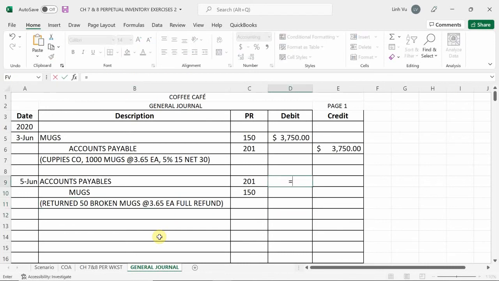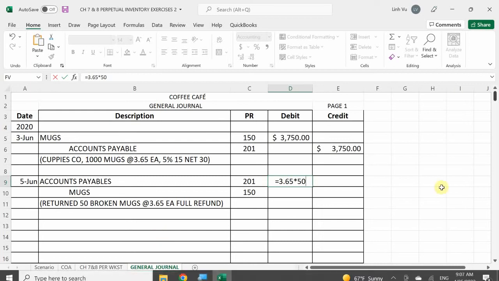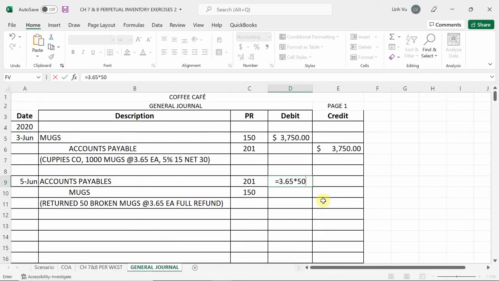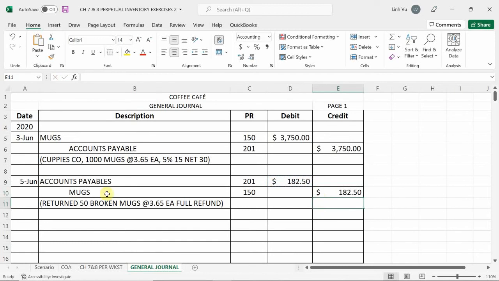Okay, so $365 times 50 is $182.50. Okay.